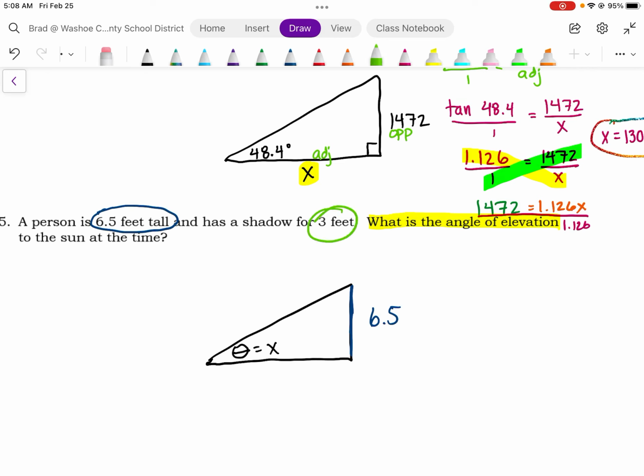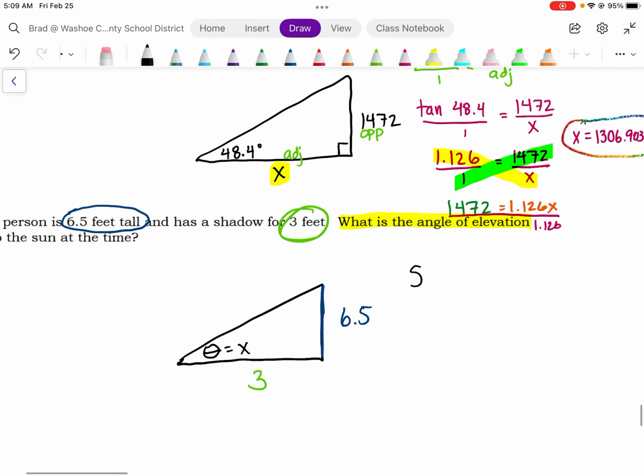And then shadows are generally on the ground. Well, what if they're on the wall? Okay, we're going to go with the most realistic possibility here. So we'll put our 3 feet right down here. So in this case, we're going to use our SOH CAH TOA, but I'm going to use my inverse, because I'm looking for an angle.